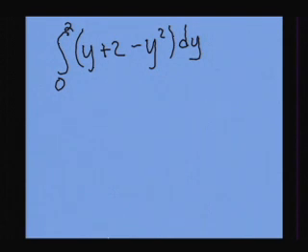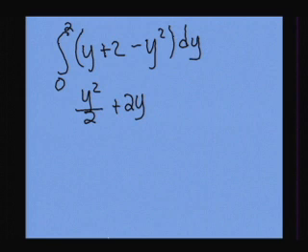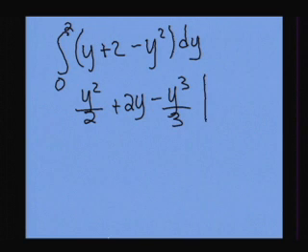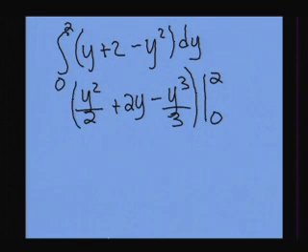So then we integrate this with respect to y, and we end up with y squared over 2 plus 2y minus y cubed over 3, and that's being evaluated from 0 to 2. And when we do that whole set of arithmetic, of course, we get the answer 10/3.